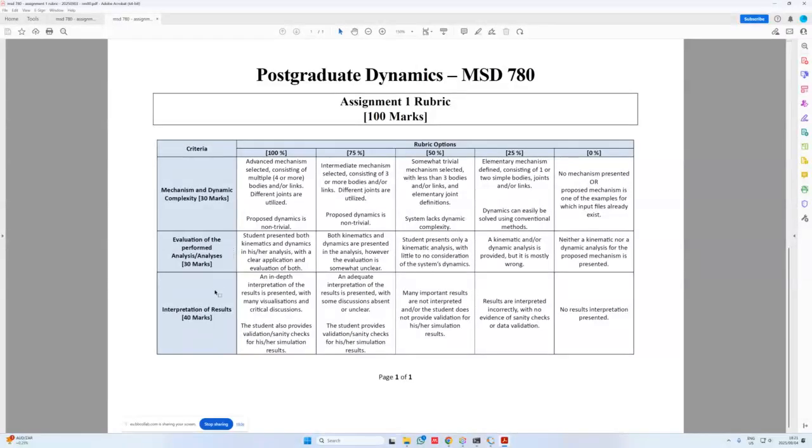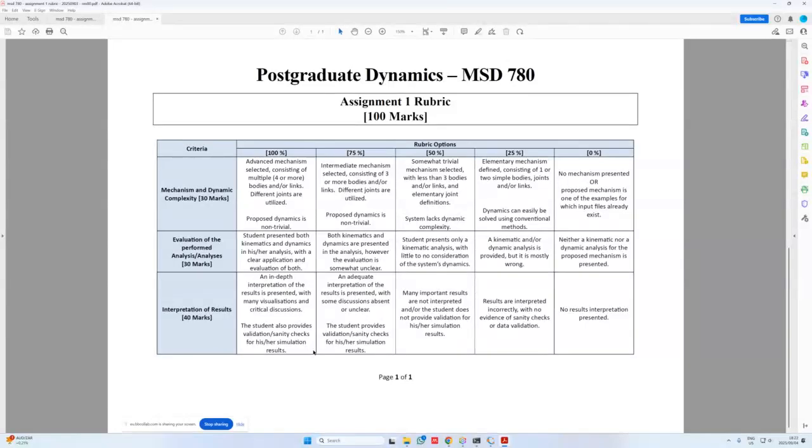And then finally, it's just the interpretation of the results as well. So did you provide an actual in-depth interpretation of the results with many visualizations? So did you provide some graphs and outputs with regards to your system? And did you also provide some sort of a validation or a sanity check for the simulation results to make sure that what you get from the simulation does correspond to, let's say, first order principles, like a quick Newton's second law calculation that you did over there? I think if you can handle or assess each of these criteria and set up your mechanism accordingly, then you'll be fine for assignment 1.